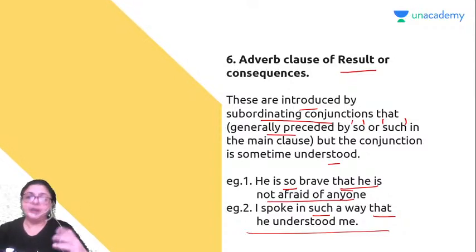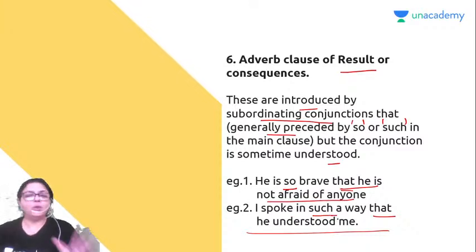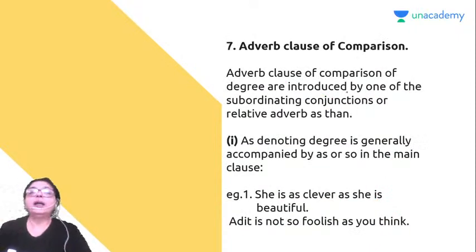Yes, do you understand? This is a clause of result. Result. What happened? What was the result? He was so brave that he was not afraid of anyone. Not being afraid of anyone is the result of being so brave. And over here, I spoke in such a way. Which way? That everyone understood me. So the result was that everyone understood me very easily. Okay, now comparison.